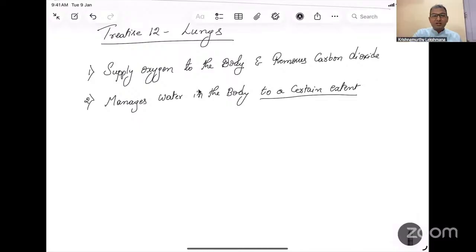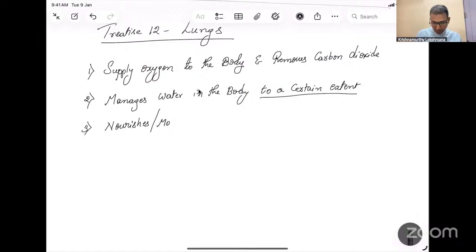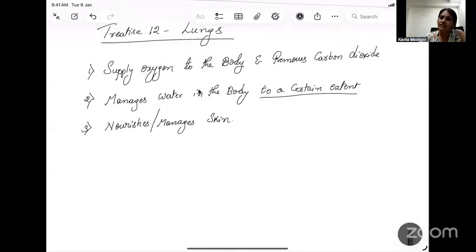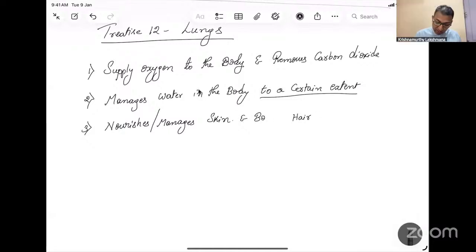What else? Nourishes the skin and nails. Nourishes and manages skin and hair. There is a very important word missing over there: skin and body hair. Body hair, because the head hair is managed by the kidney. And what else?